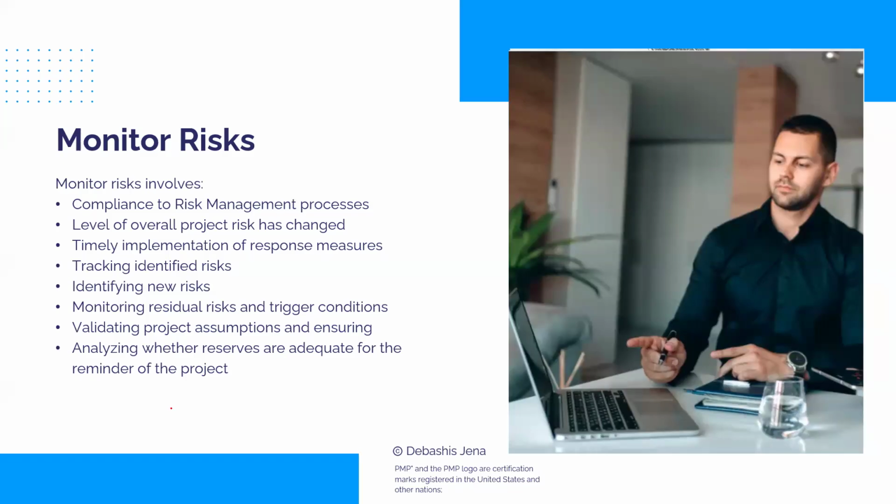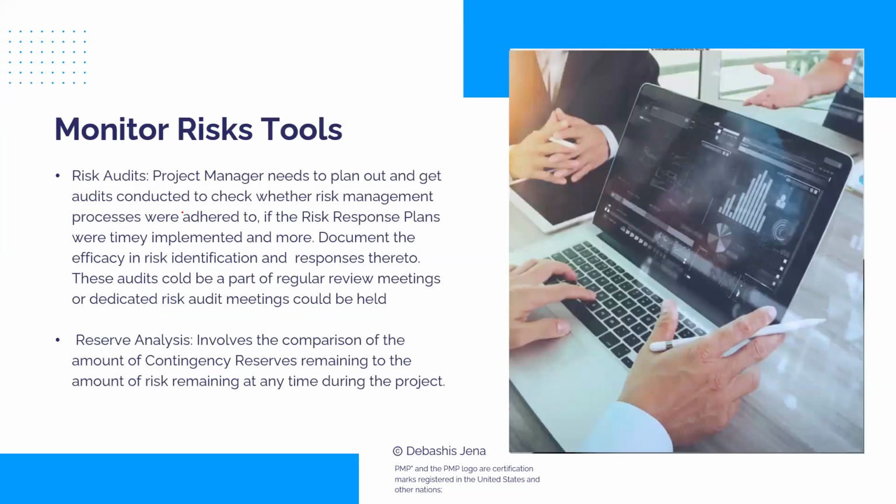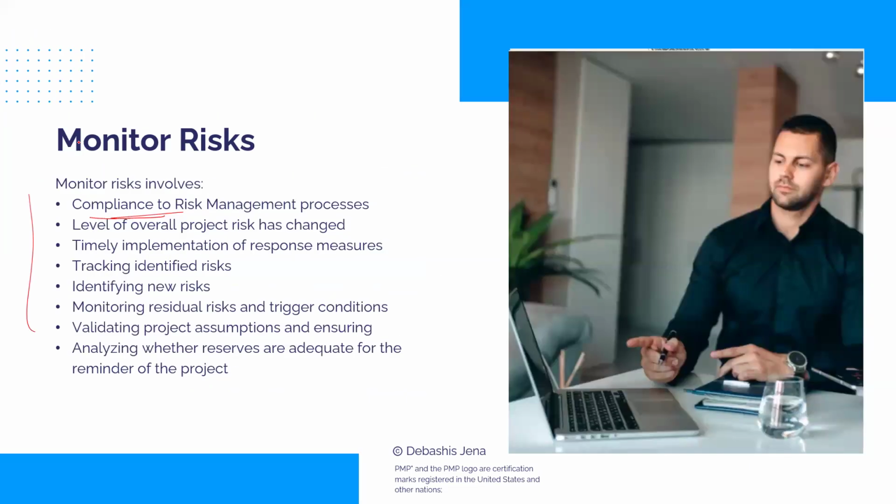Now, as part of this process, we would do several things. Like they listed, let's run through the list. These are certain activities we perform. We'll check compliance to the risk management process, so we conduct risk audits for that. We saw audit earlier also, but the scope of this audit is only risk management activities. We'll see that the risk register is maintained, the risk management processes are being followed, and there are no lapses.